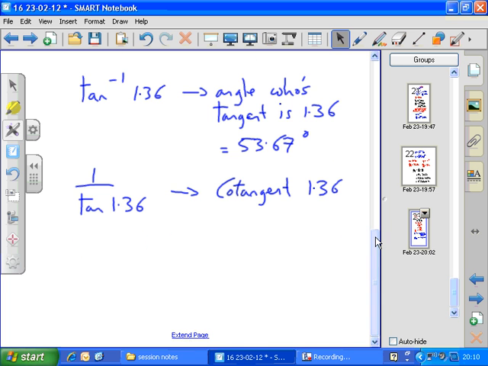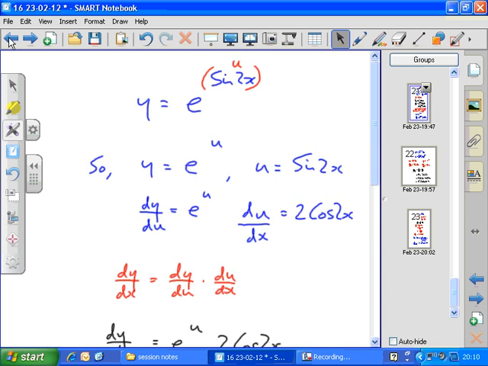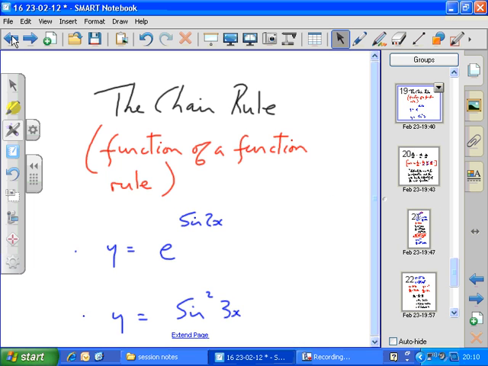So that was a bit of an aside. So that's the chain rule. We've looked at three examples of the chain rule. Just to recap, let's go back to the chain rule. Here it is, more commonly known as the function of a function rule. Use it when you've got one function inside another. And we looked at these two examples of two functions, one inside the other.